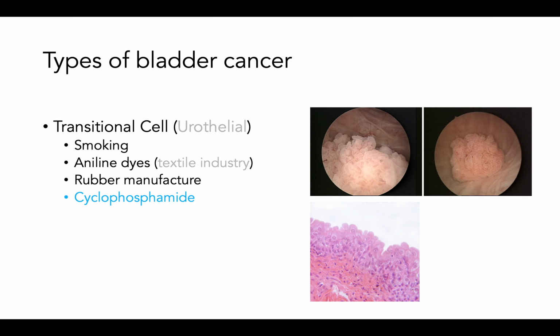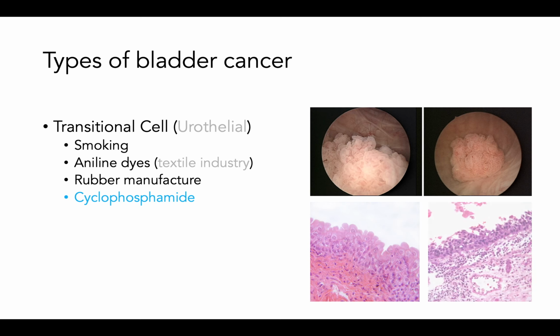It's worth knowing the risk factors for the bladder cancers. So the risk factors for urothelial cancer are smoking, working with aniline dyes in the textile industry, also rubber manufacture, so maybe a tyre factory, and cyclophosphamide, which is another one of those older immunosuppressive drugs which we last came across as a treatment for Goodpasture's disease. So be careful when treating your Goodpasture's patients that you don't predispose them to urothelial carcinoma.